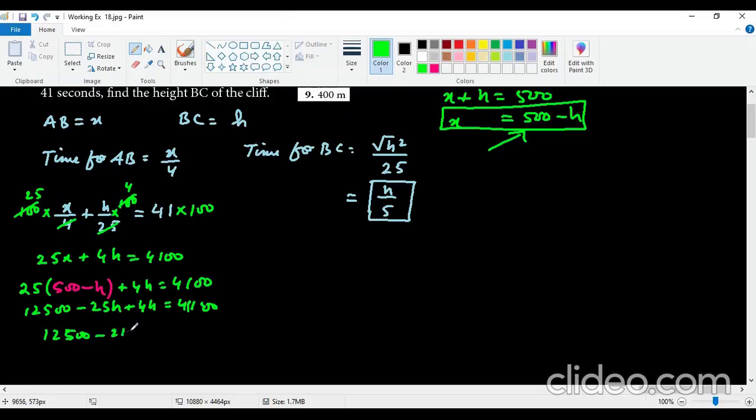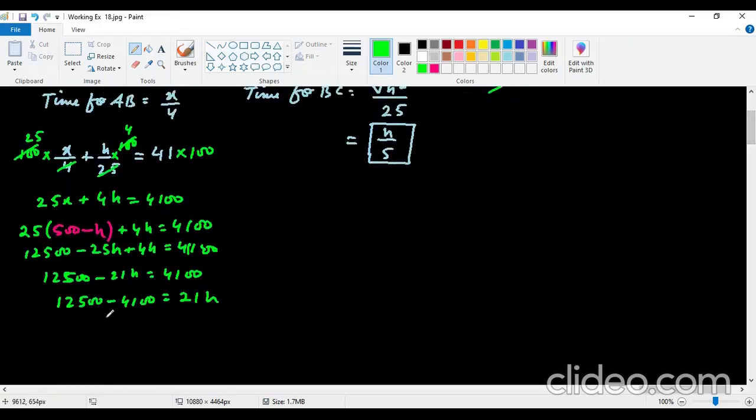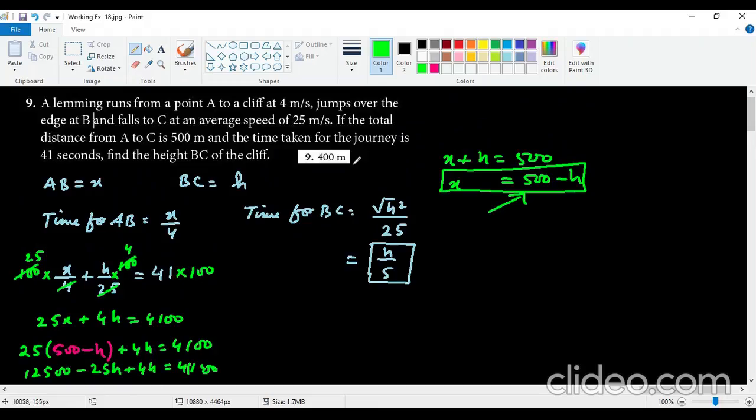equals 4100. And this is going to be 12500 minus 4100 equals 21h. That means when it's subtracted, it's going to give us 8400 divided by 21 will be equal to h. That means the height is 400. This is going to be your answer for the question. So the height BC of the cliff is 400 meters.